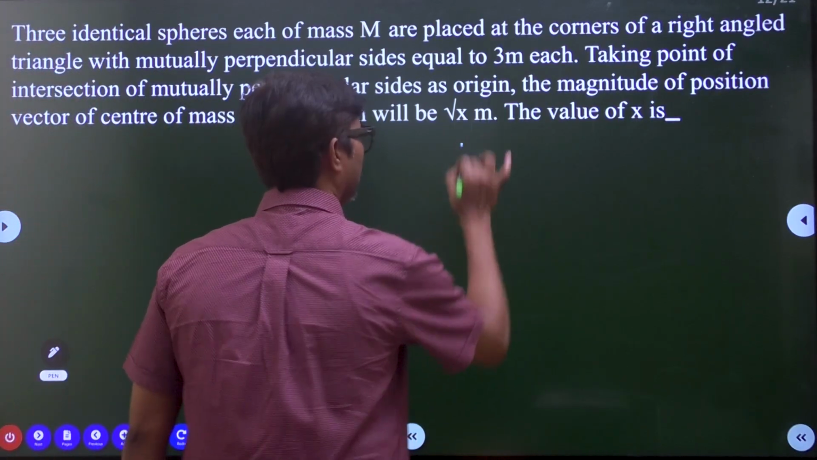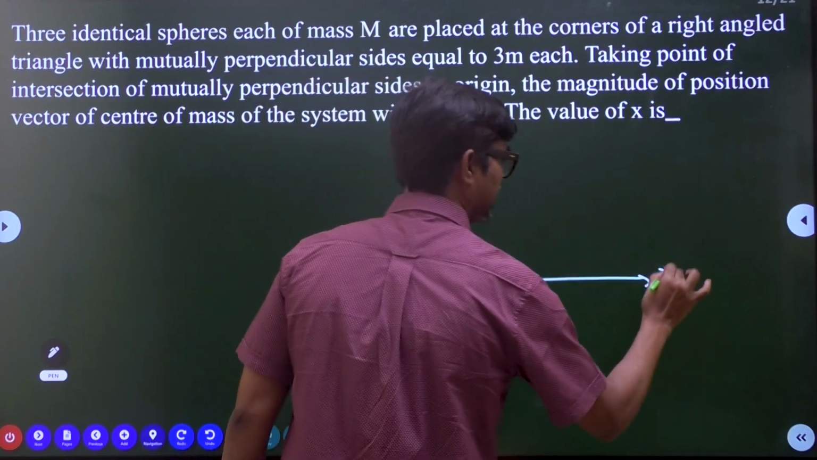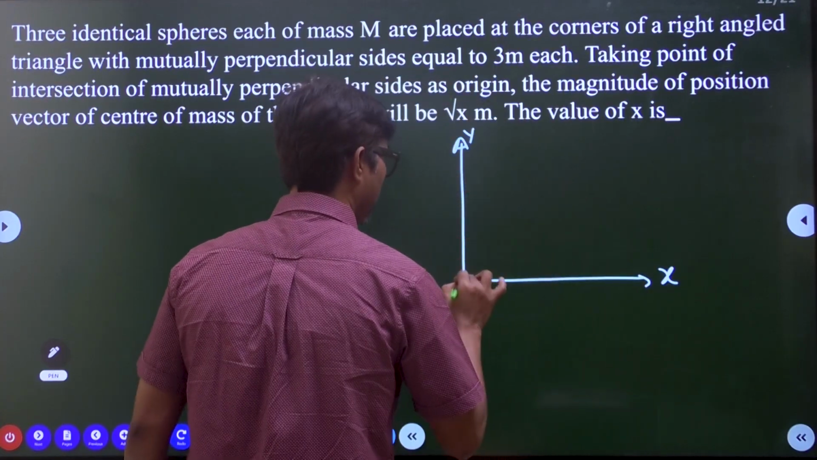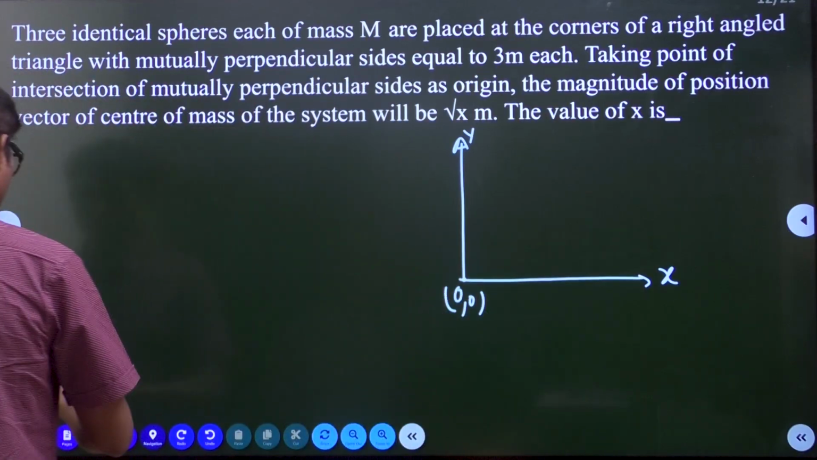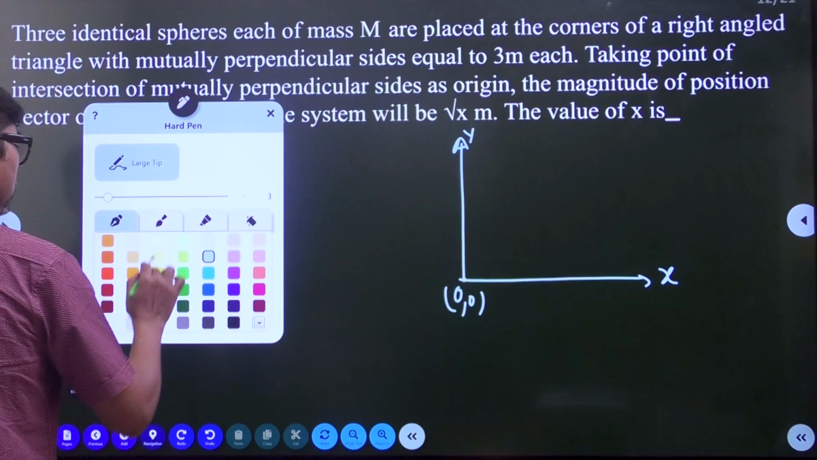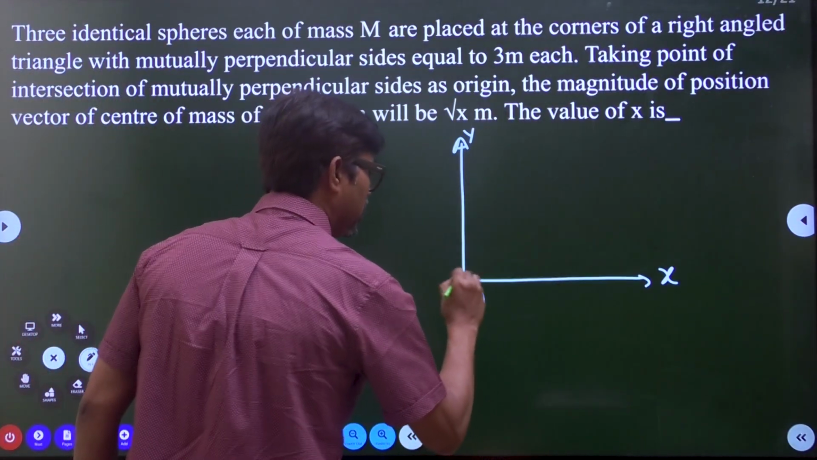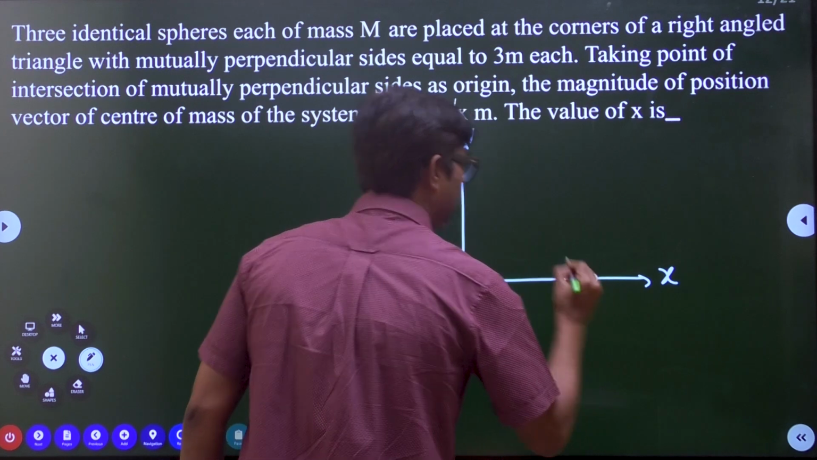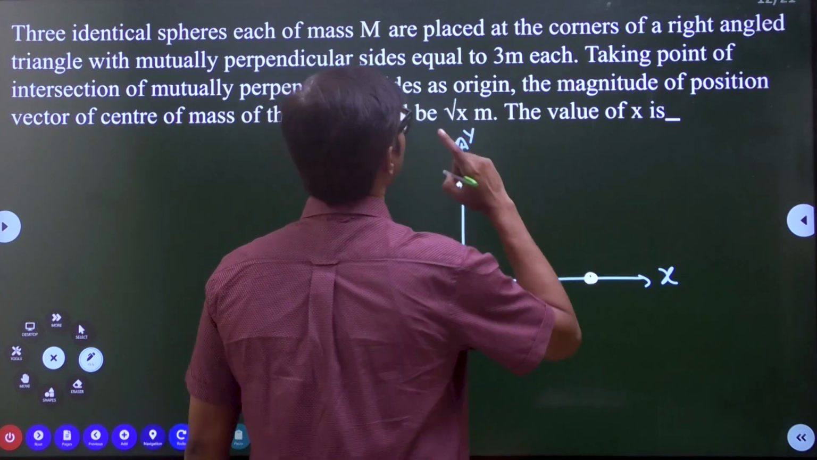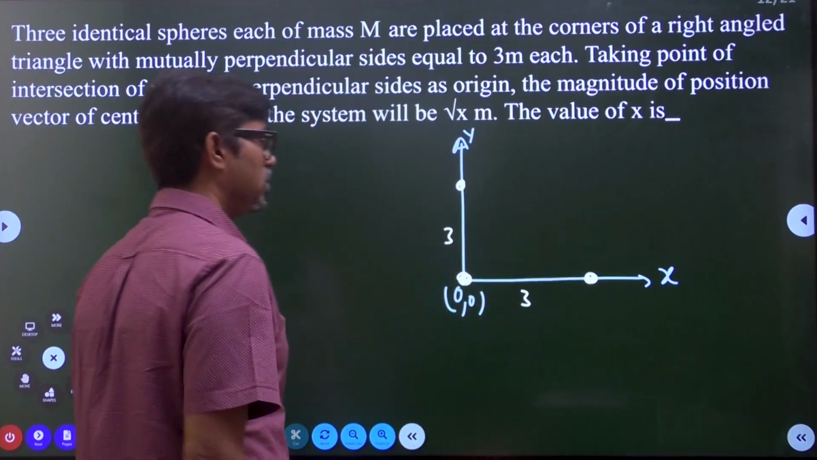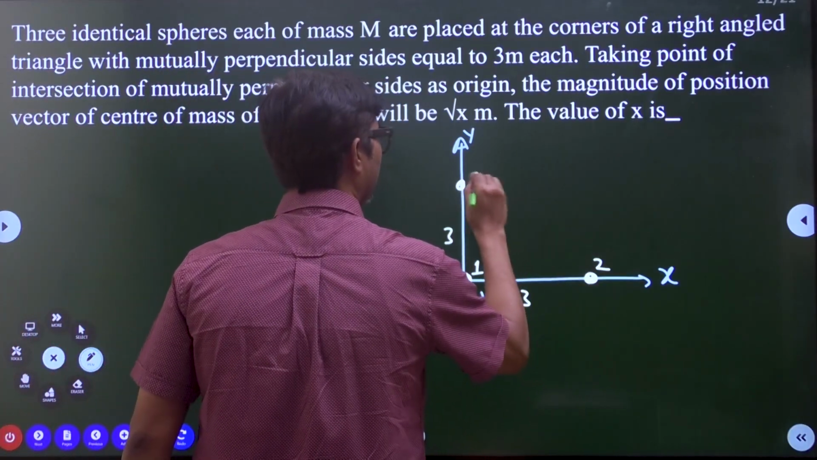Okay, we need to draw the coordinate system first. Let's take this as x-axis, y-axis. This is origin 0, 0. Now we have three objects here. So we have one object here and one object here, another object here. They gave that this is 3 meter, 3 meter, 3 meter. Let's say this is object 1, object 2, object 3.